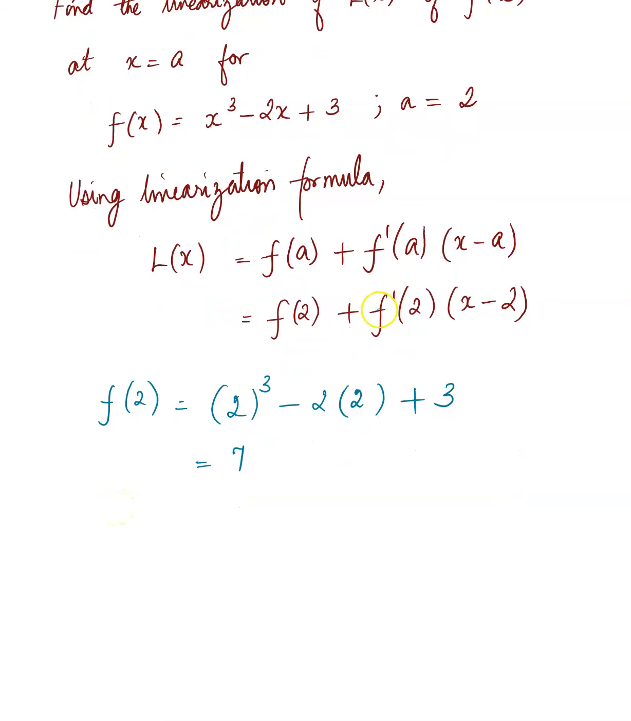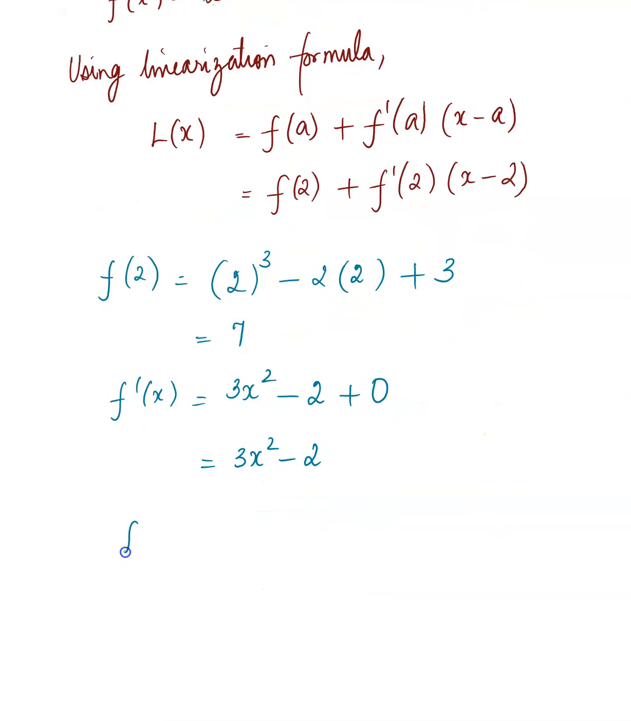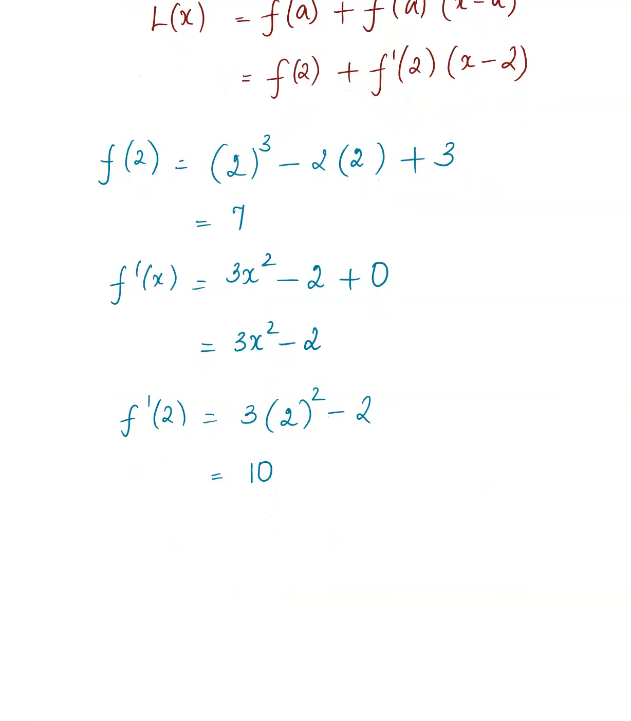So we got that. We need to find f prime of 2. But for that, we need to find f prime of x. Let's take the derivative of this. The derivative of x cubed is 3x squared, minus 2, plus 0. So basically, f prime of x is 3x squared minus 2. Now I can find f prime of 2. In the place of x, I plug in 2. Compute this, we get 12 minus 2, which is 10. All right, so we've got f of 2 and f prime of 2.